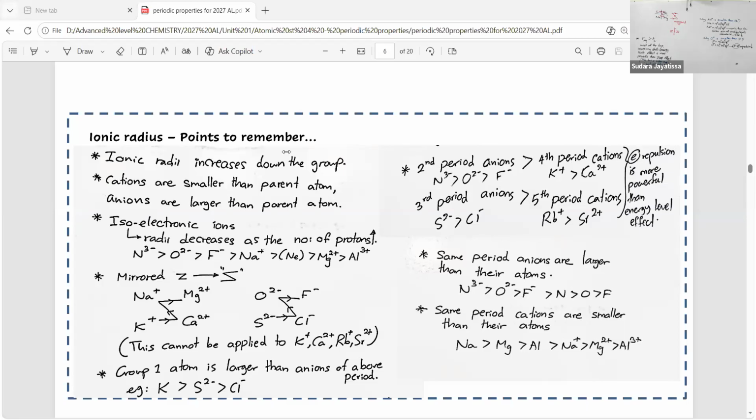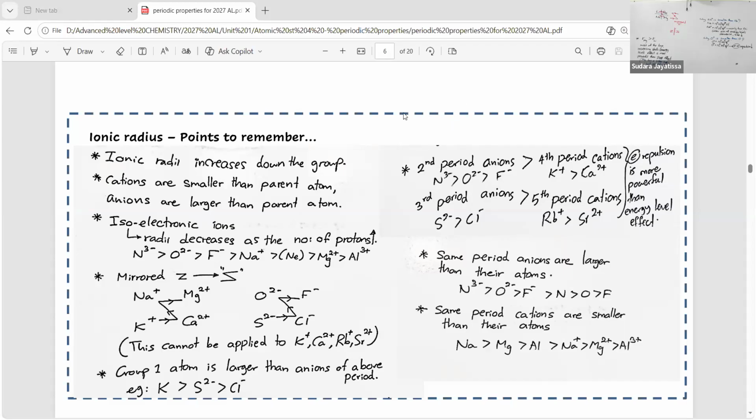Look at the first point. Ionic radii increase down the group. Is that correct? Yes. Cations are smaller than parent atoms, and anions are larger than parent atoms. We have a good reason for that also: electron attraction and electron repulsion, increasing and decreasing. We have a good explanation for that. And then the isoelectronic series.